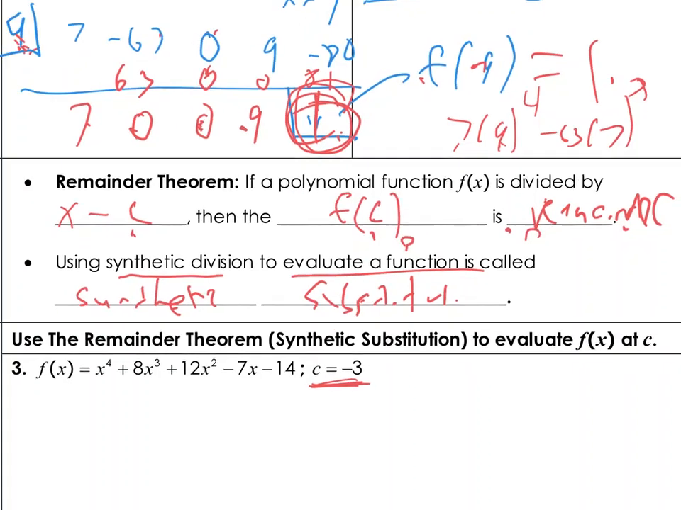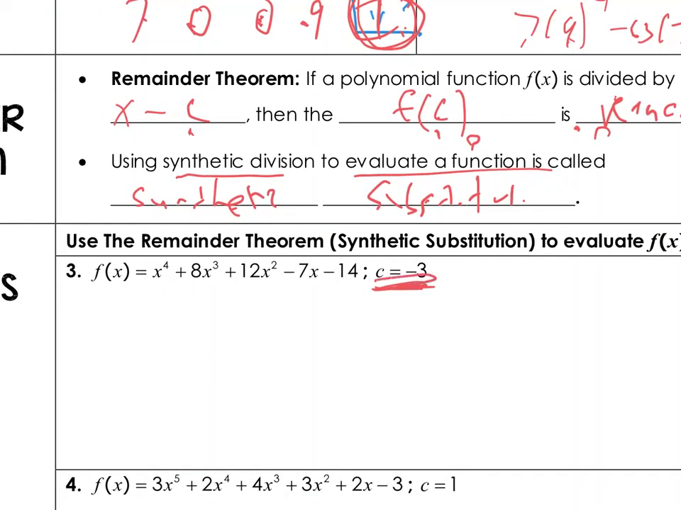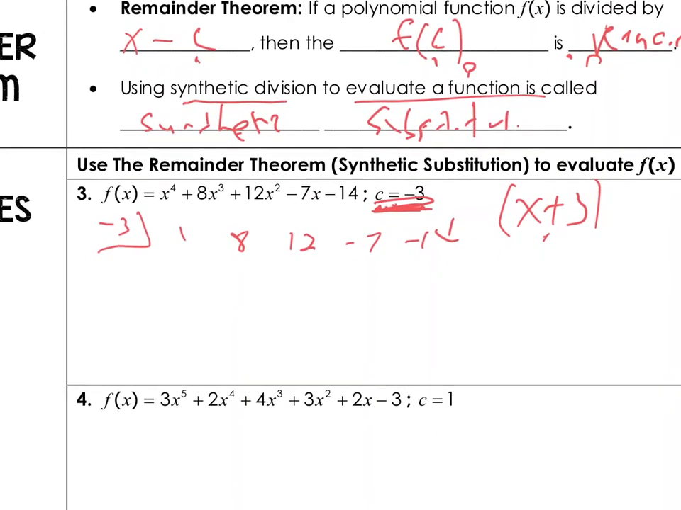Okay. So if c is already given to me as a -3, she could have just said x plus 3 is a factor, right? But we already know that we're looking for c as a -3. So -3 going into 1, 8, 12, -7, and a -14. It's a lot. It's a 4th degree, so it's a lot of work. So the trick was, bring this one down, multiply by -3.